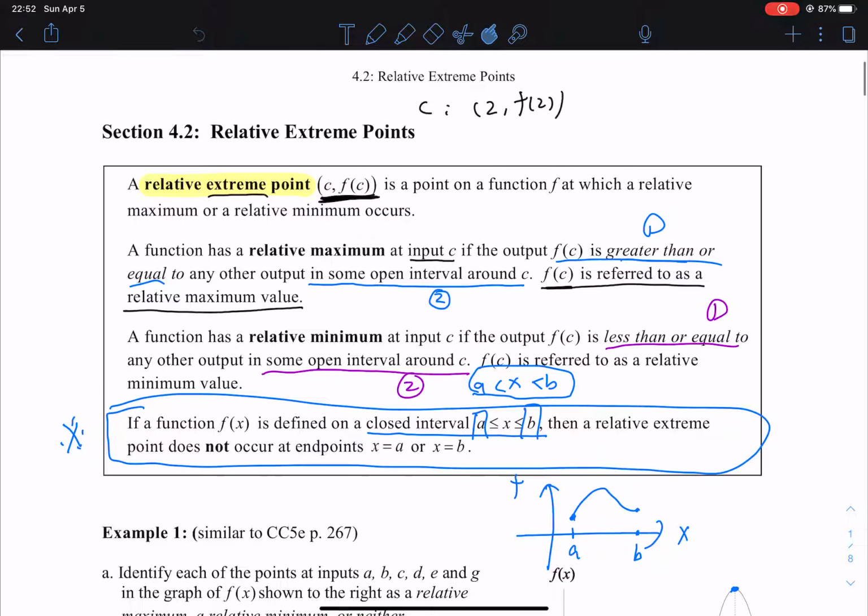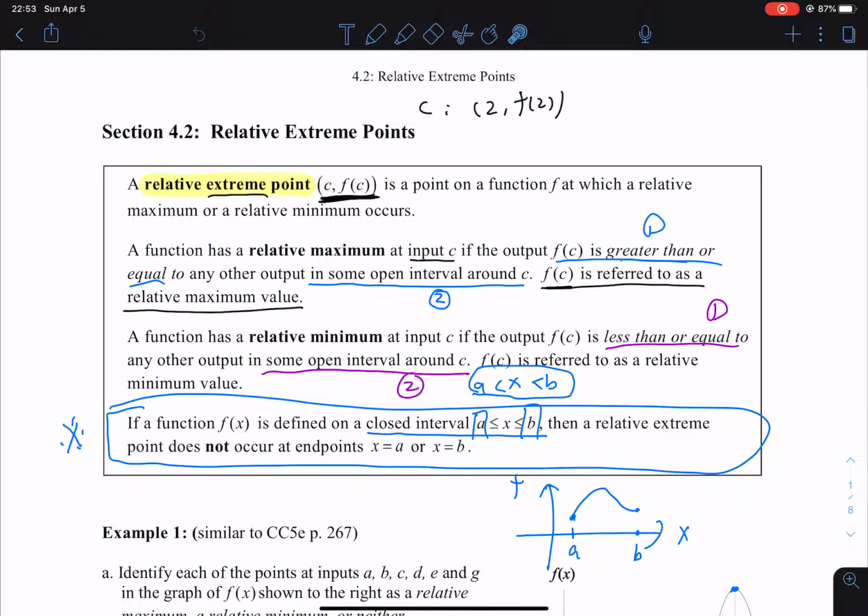For a relative extreme point, for example a relative maximum point, we say a function has a relative maximum point at input C under two conditions. First, in some open interval, that means we can find an open interval around the point C, so the two endpoints cannot be relative extreme points. Second, the function value at that point is greater than or equal to any other output. Pay attention, not the whole interval, but just in some open interval around point C.